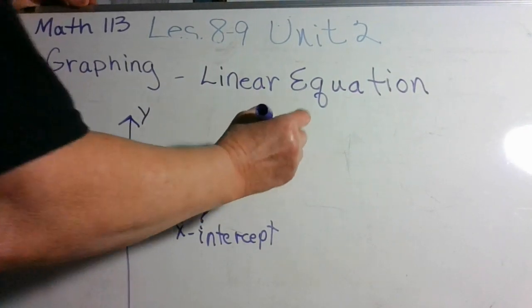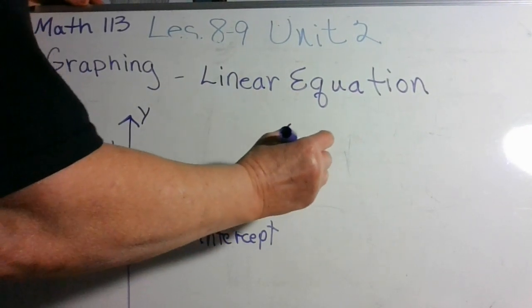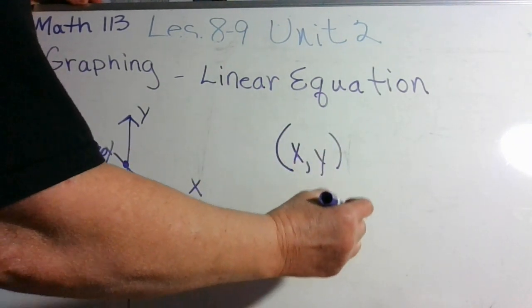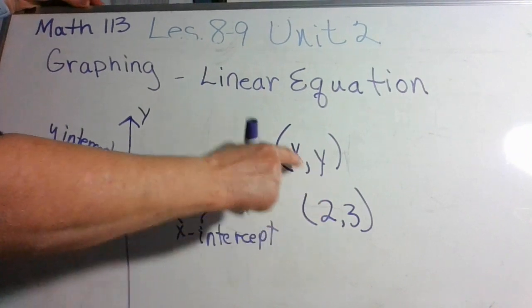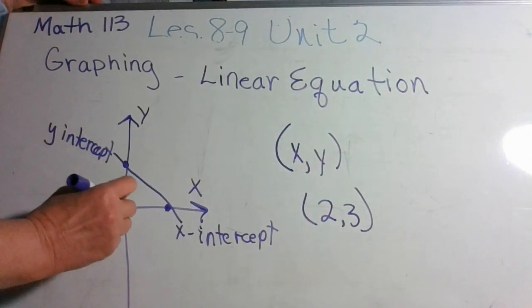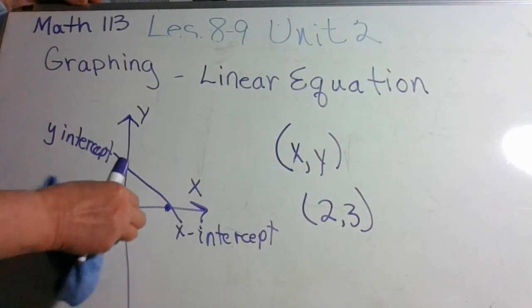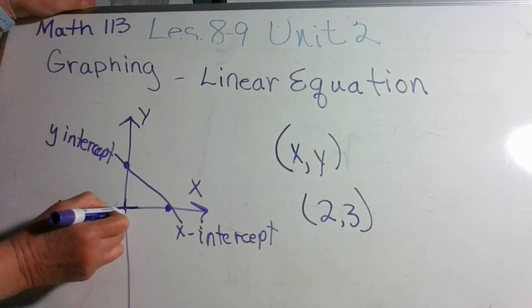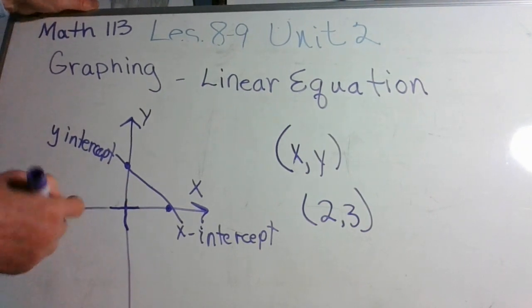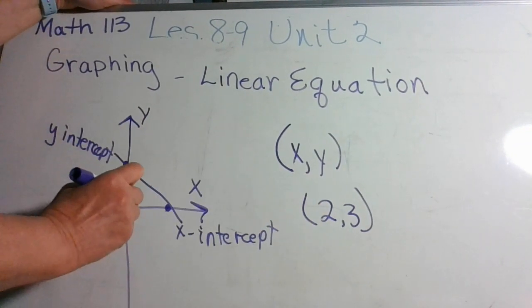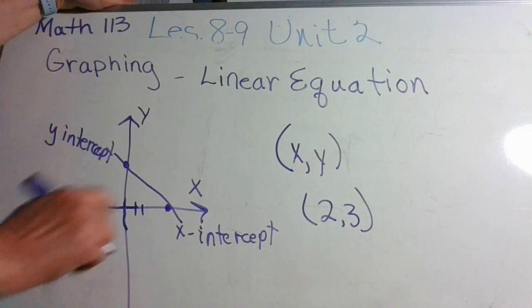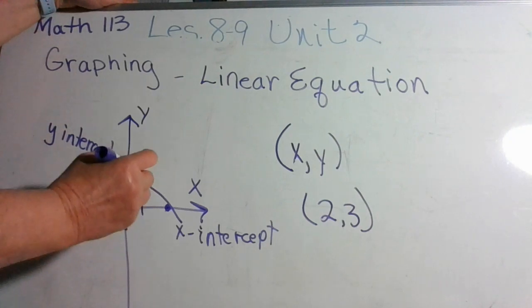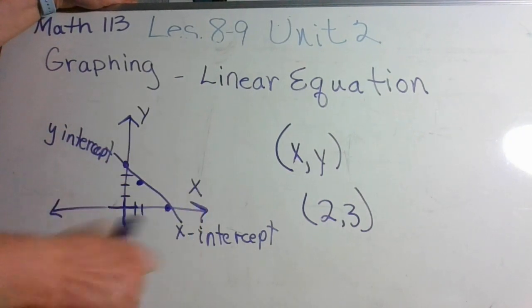All the points are represented by the letters X and Y. So if I have 2, 3, that means the X is 2. So we start here. This is called the origin, 0, 0. This is the origin where you always start. Origin means the starting place. So if I have 2, there's 1, 2, and then up 3. 1, 2, 3. Over 2, up 3. So that point would be right there.